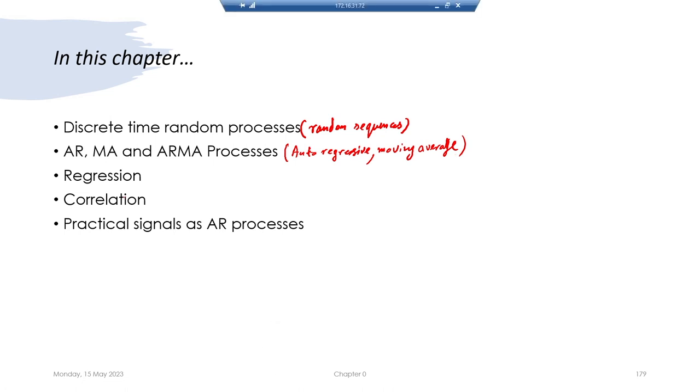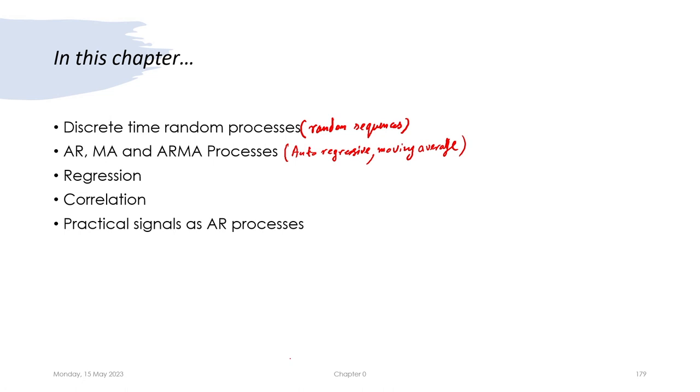We will talk about regression, we will talk about correlation, and we will talk about how practical signals can be seen as autoregressive processes, and that will be the starting point for actually launching into the discussion on communication systems using the techniques that we are learning in this course.